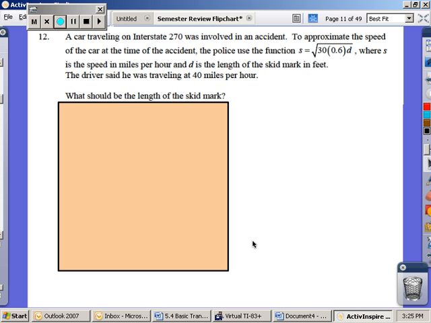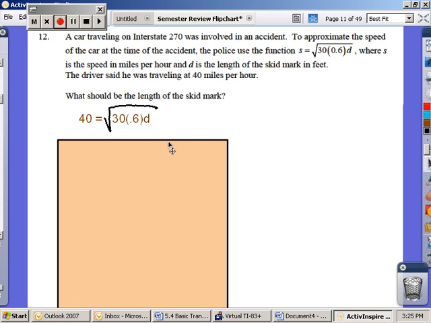Well, first of all, we have to decide, where do I plug 40 in? Do I plug 40 in for d or s? So we first have to look at what's written after 40. It says miles per hour. Does speed have miles per hour written after it, or does d have miles per hour written after it? As we look in the sentence above, speed has miles per hour written after it. So I'm going to replace s with 40. So I changed my equation to 40 equals the square root of 30 times 0.6d.